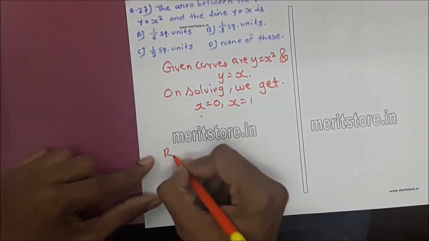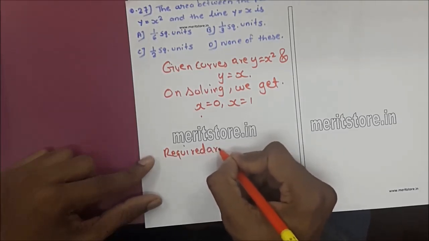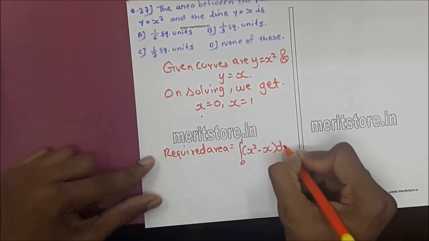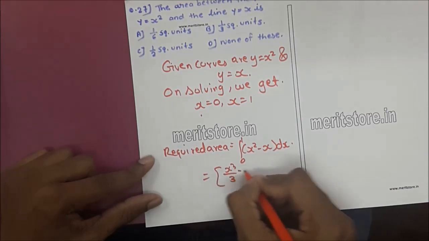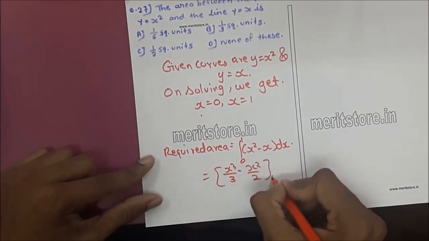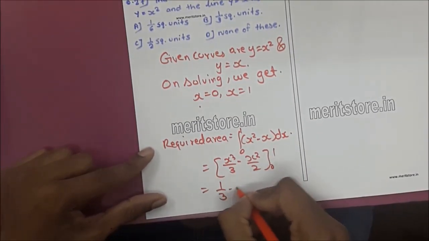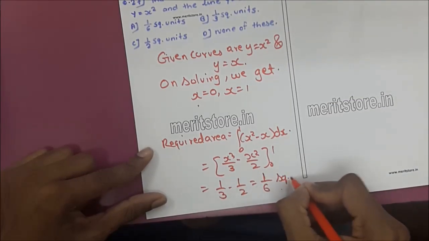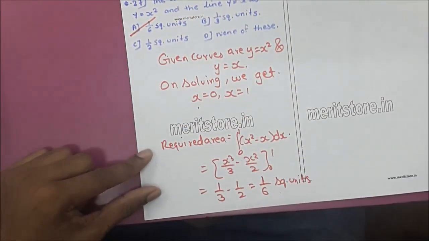So the required area for the points x is equal to 0 to 1 is the integral of x minus x square dx, we integrate this, we get x square by 2 minus x cubed by 3 from 0 to 1, substituting the limits in x, we get 1 by 2 minus 1 by 3 is equal to 1 by 6 square units, which is option A. Option A is the correct answer.